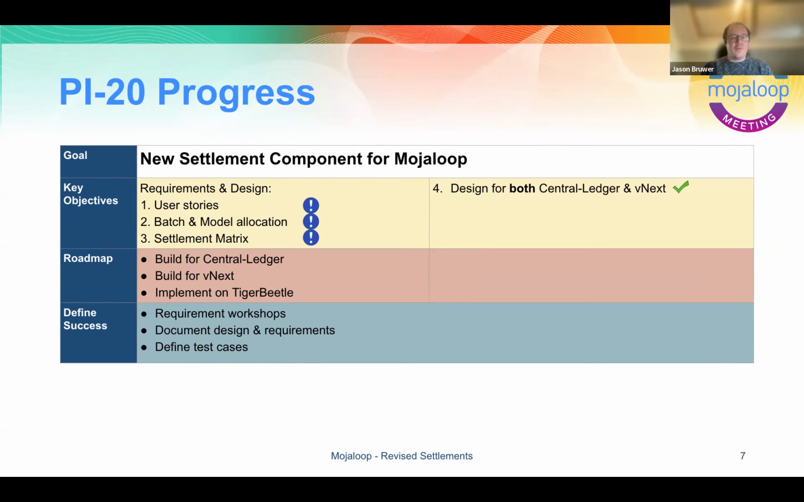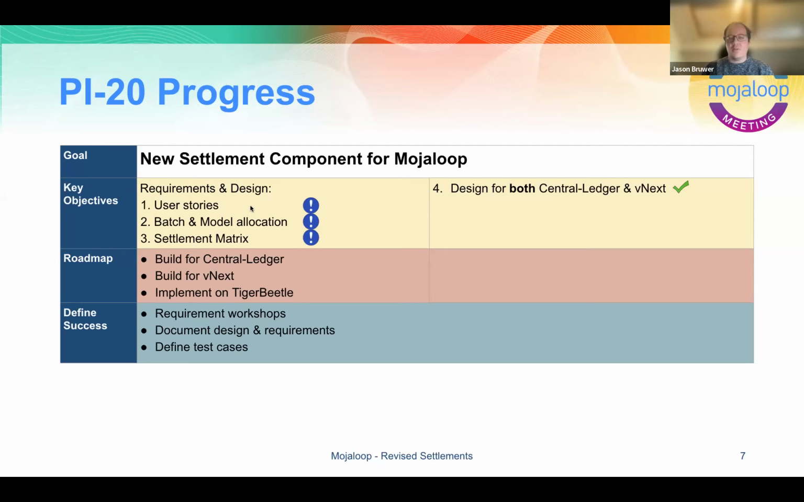Okay, so before we jump into the inner workings of settlement, I just want to outline the progress that we've made for PI20, looking at the key objectives. Can everyone see my mouse cursor? Looking at item number 1 here, the user stories are continuously created as the requirements are refined and gathered for this settlement, which is currently underway. The user stories are also currently being peer reviewed.